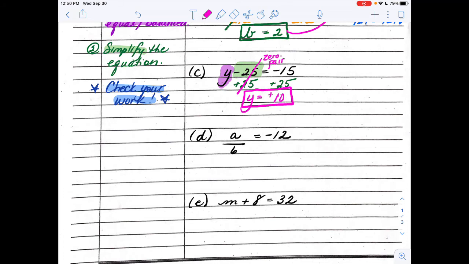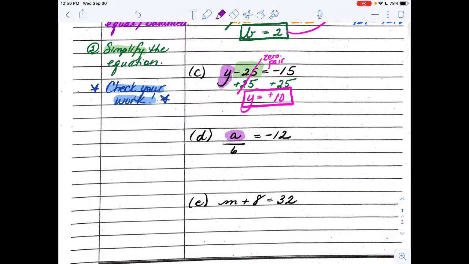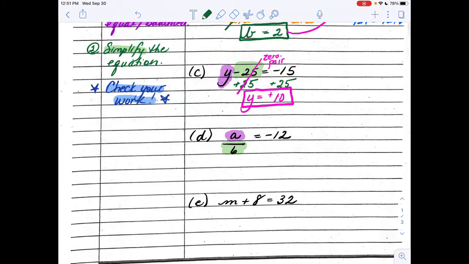Looking again at that variable, what is the variable in this problem? That's right, A. I have to get rid of anything that is on the same side as that A. What's on the same side? This dividing by 6. Now remember, the only way to get rid of it is to do the inverse operation. What's the opposite of dividing by 6? Good. Multiplying by 6. So let's go ahead and multiply both sides by 6.